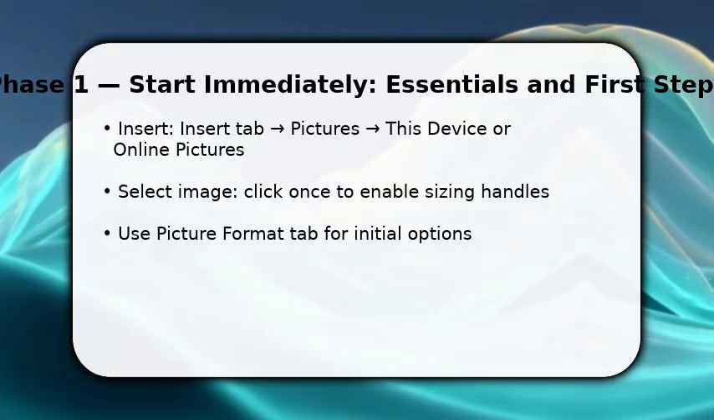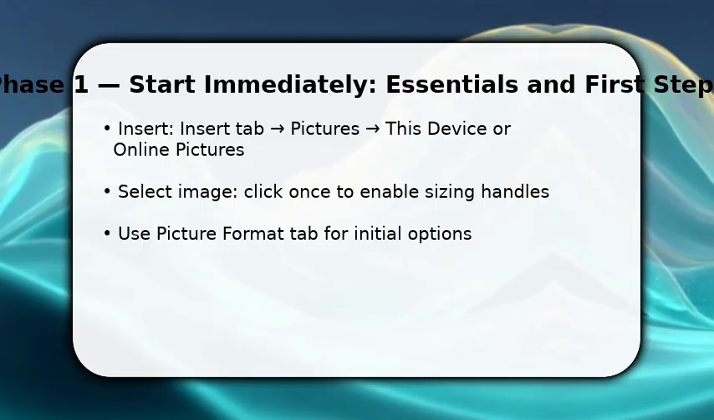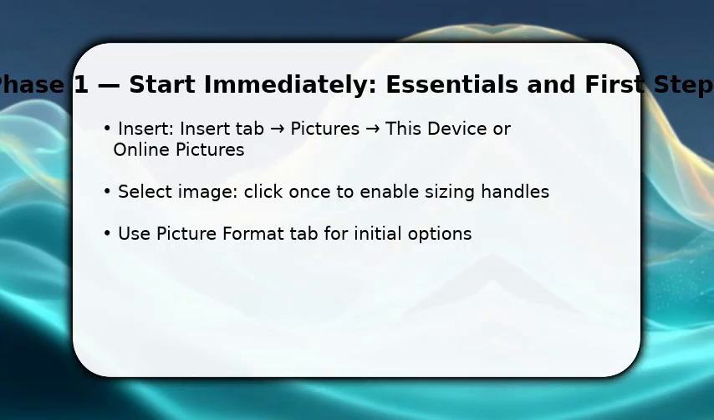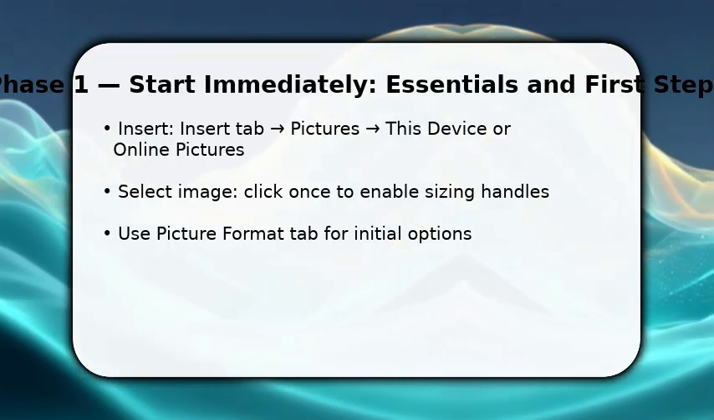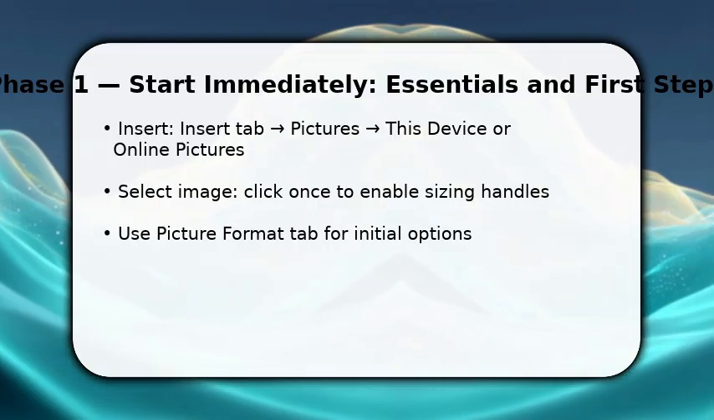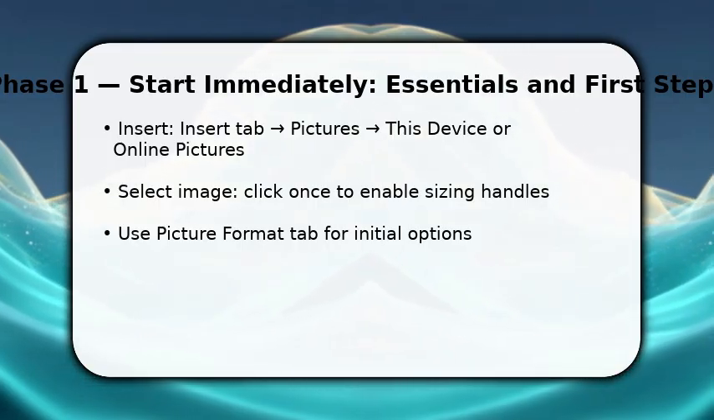You should also lock aspect ratio early. This prevents distortion when resizing. If you plan to move the image over cells, set Wrap to in front of text or tight so movement is smooth. Make sure to save a copy before heavy edits. You can revert to the original if needed.